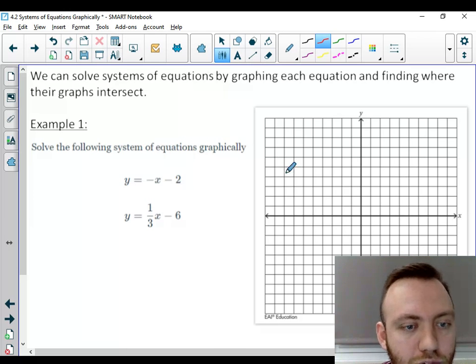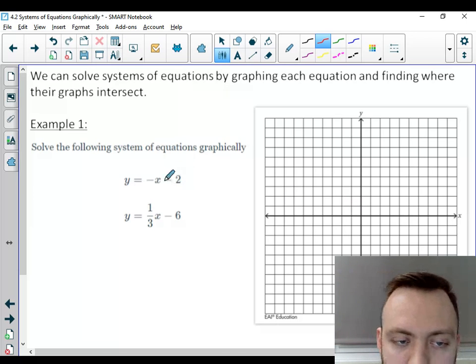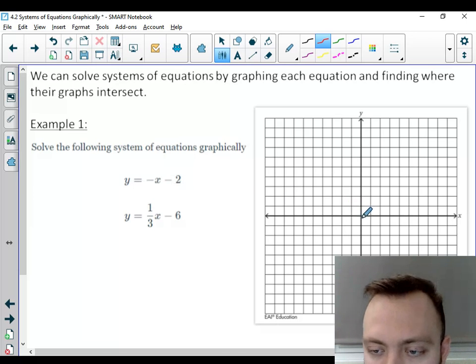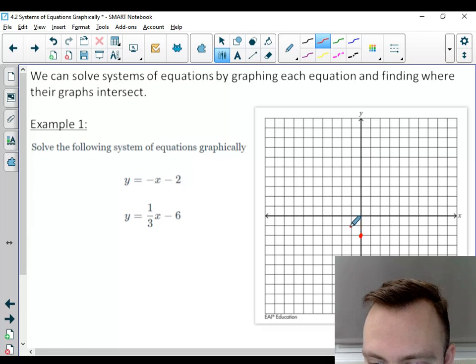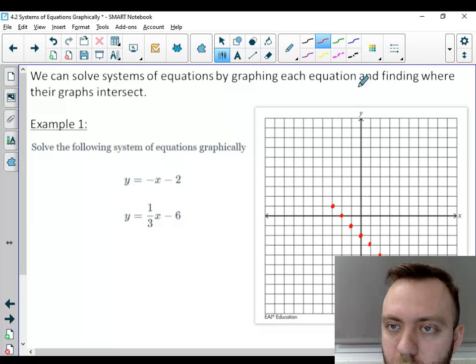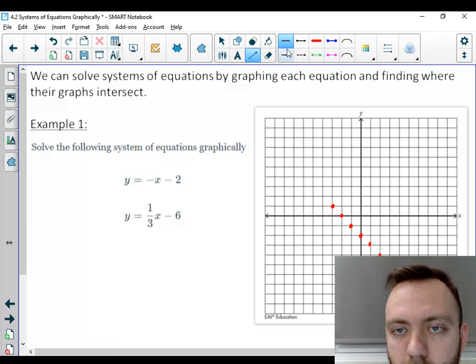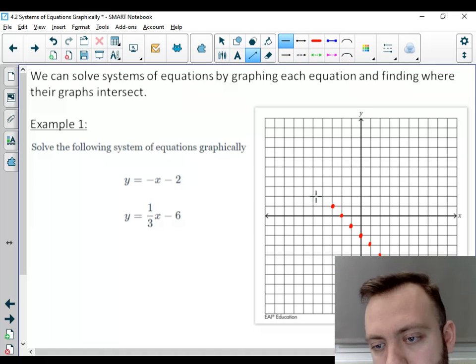So for our first example here, y equals negative x minus 2 is our first line we can graph, where minus 2 is the y-intercept, and then negative x just means up 1 over 1, but in the negative direction, right? And we can keep going on and on and on. And I'm going to use a line here and try and do my best.